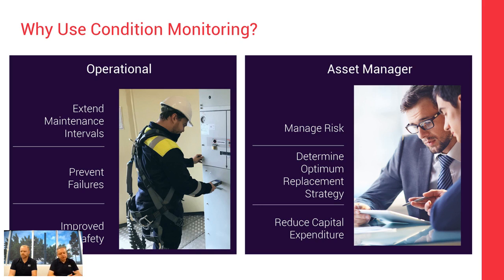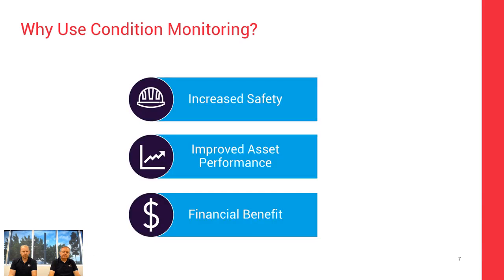And of course, as soon as you put assets onto the network, sometime in the future, they will come to a stage where they're no longer fit for purpose. We need to take them off the network. So using condition monitoring can be a way of prioritizing that and determining the optimum replacement time for switchgear, for cables, transformers, etc. So that's really why condition monitoring is used.